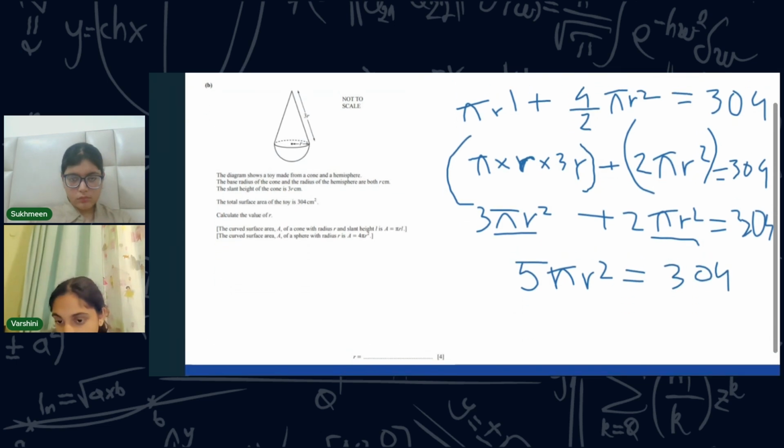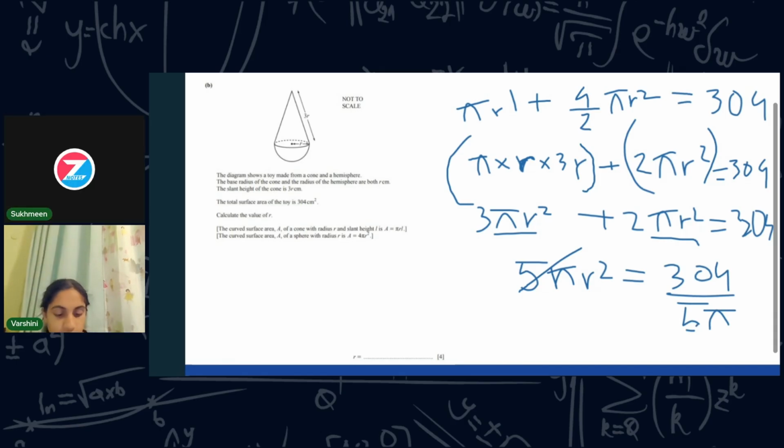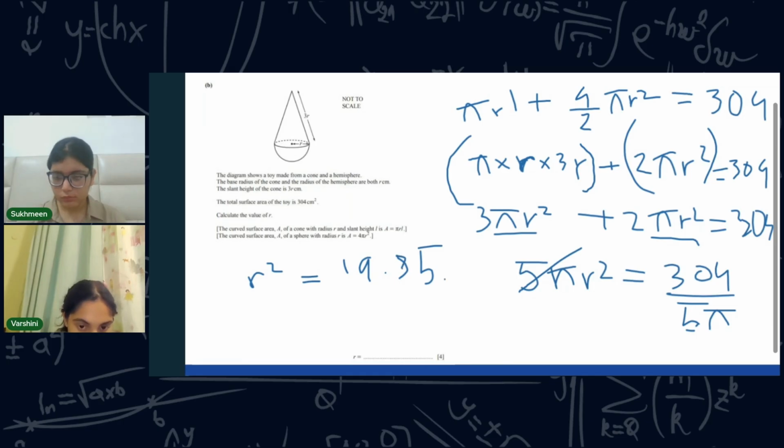And over here, they want us to find r. So now we're going to have to get rid of 5 pi on both sides. So we're going to divide both sides by 5 pi. If you put that in your calculator, remember to use the pi sign. That's 304 divided by 5 into pi. Don't use 3.14 or anything. So you should get r squared equals 19.35, some number. Don't simplify that, just leave that in your calculator.